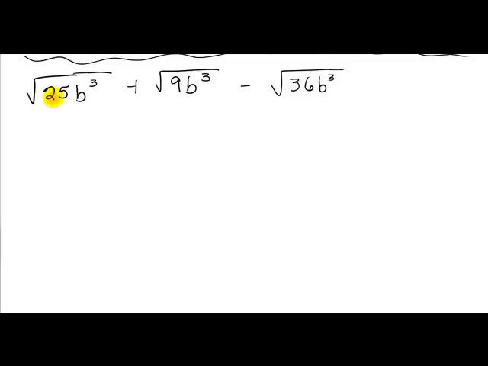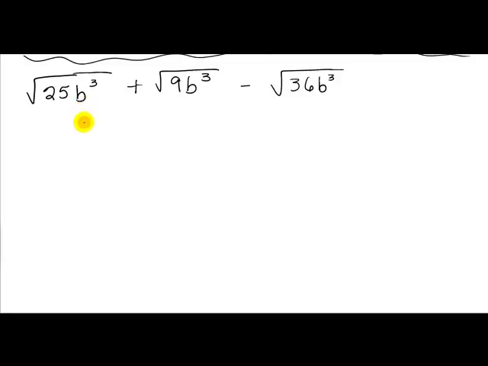We have the square root of 25b cubed plus the square root of 9b cubed minus the square root of 36b cubed. You'll notice that all the b's are already the same, so more than likely we'll have like terms there, but they still have to be simplified. This one's a little bit easier because we can take the square root of 25, the square root of 9, and the square root of 36. So what we want to concentrate on here are the b's.